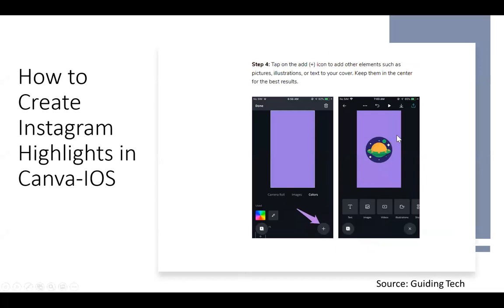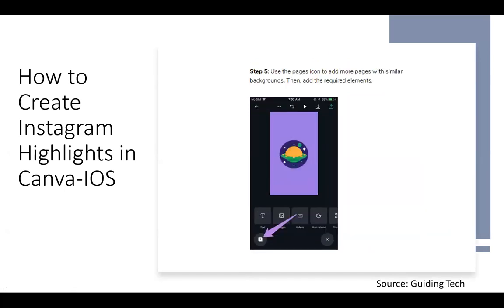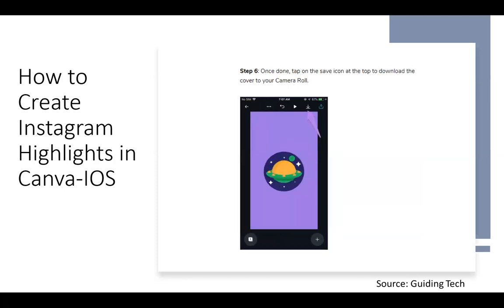Again, adding elements, whether they're text or images or videos or illustrations, same process as in Android. Same process for making duplication so that you can create several covers at once. And of course, having to save.